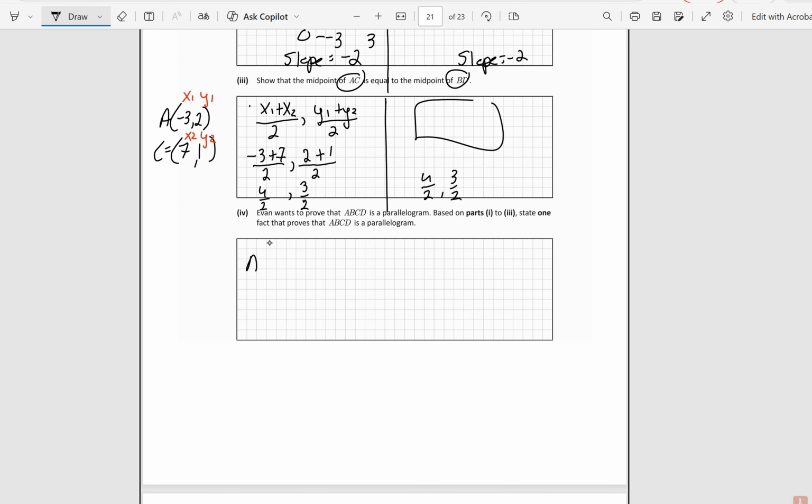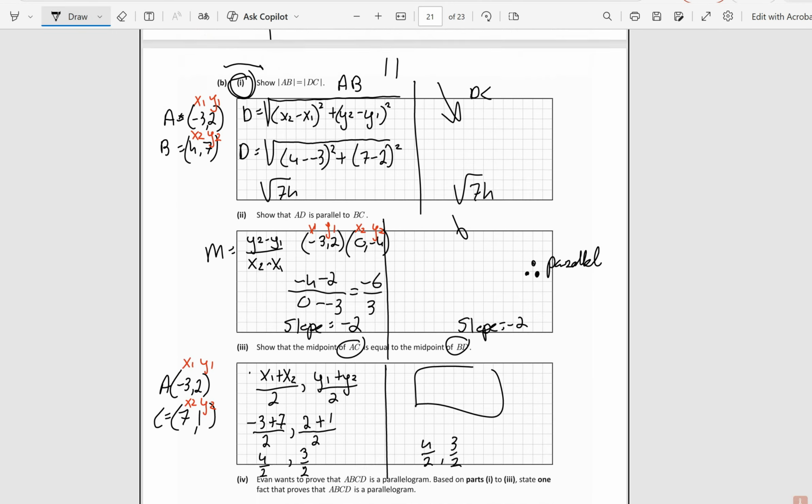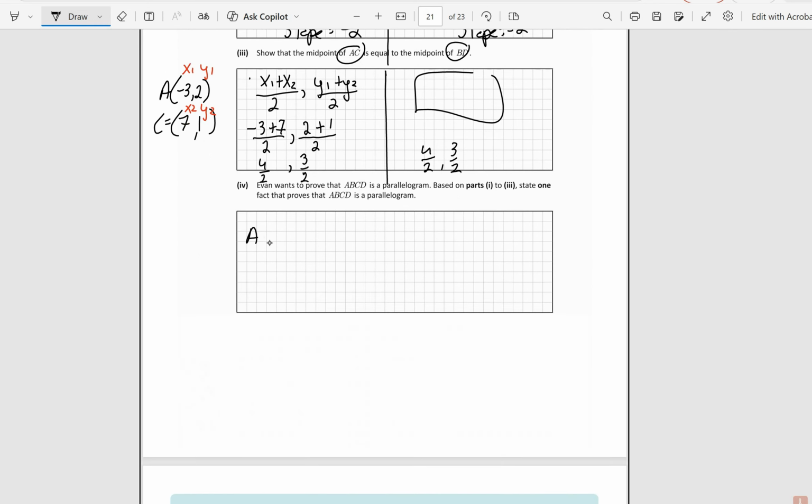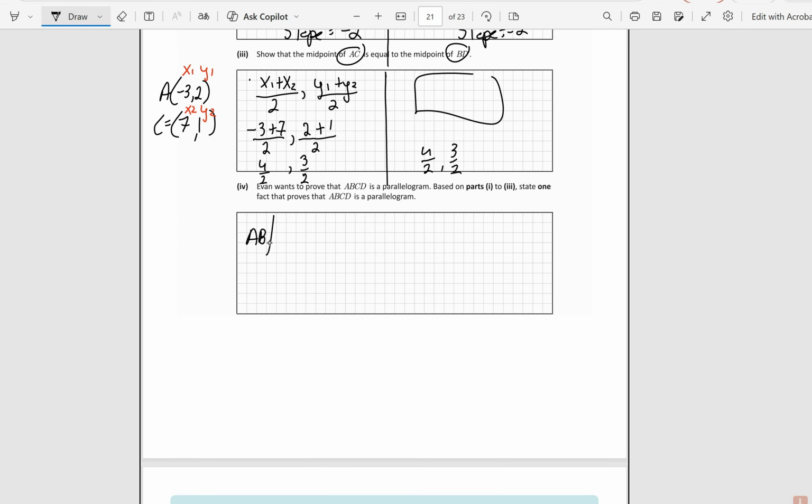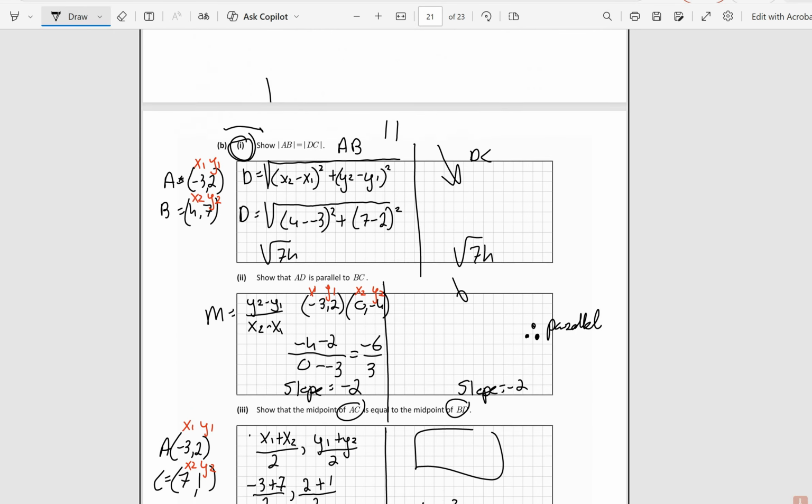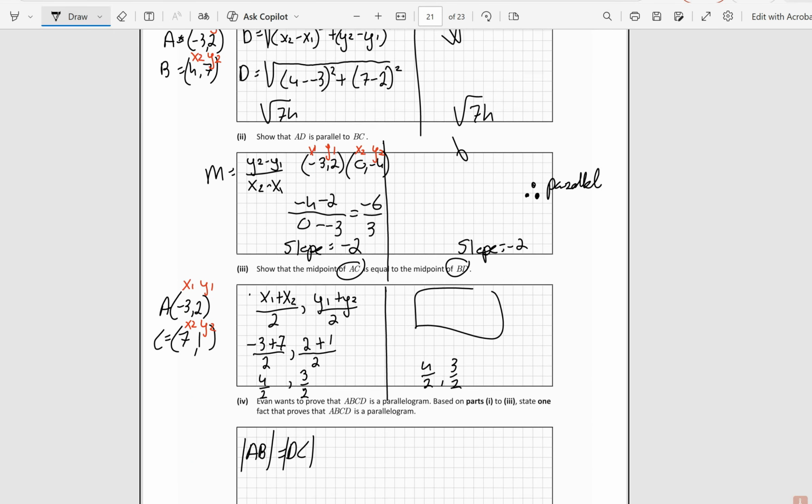We can say AB and DC are equal. So we can say AB equals DC. So they're equal in length. And part 3 is definitely about the slope. Let's say not the midpoint.